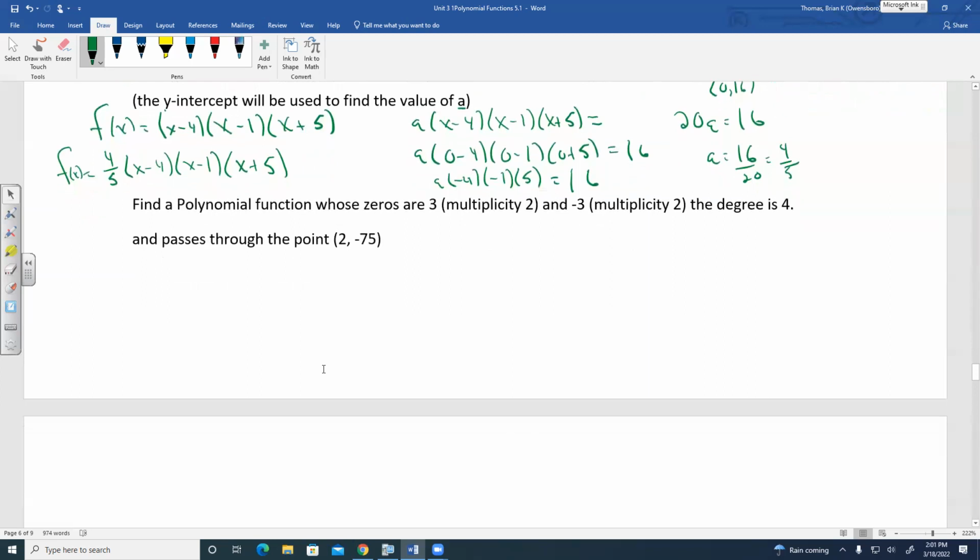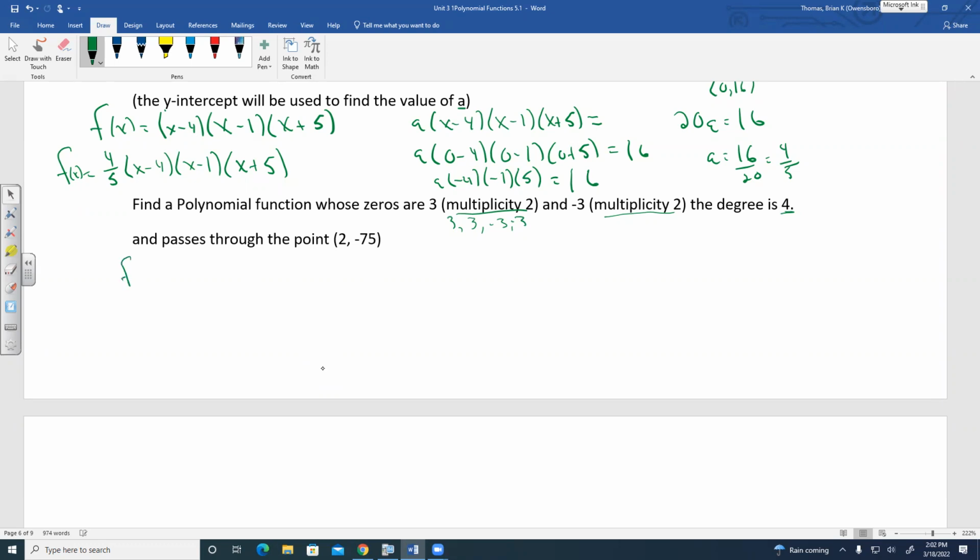So if I want to find a polynomial function whose zeros are 3, but notice how we have these multiplicities now. I have a 3 with a multiplicity of 2, I have a -3 with a multiplicity of 2, and it has a degree of 4. So this really means two 3s and two -3s. And notice that since there are 4 zeros, that means the degree is also 4, so that kind of matches up. And notice how this also passes through the point (2, -75). So we're required to also find the a value here.